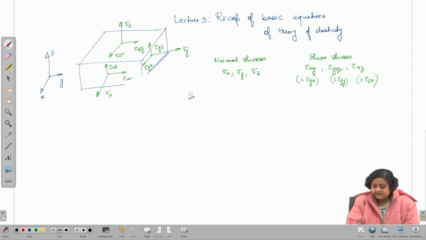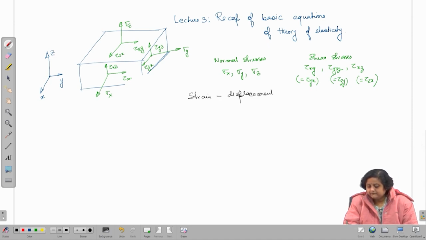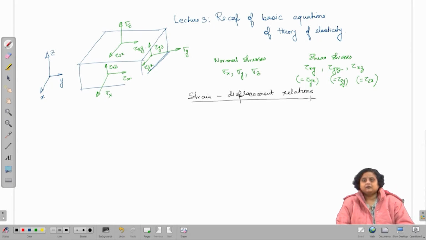So, let me write down the strain displacement relations which will eventually give you the compatibility conditions. Instead of remembering the long compatibility conditions, it is often easier to remember the strain displacement relation and later derive the compatibility conditions from it.